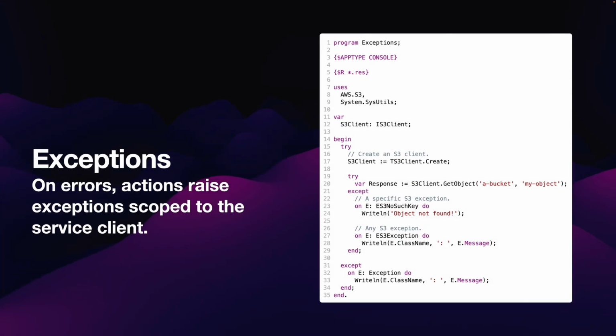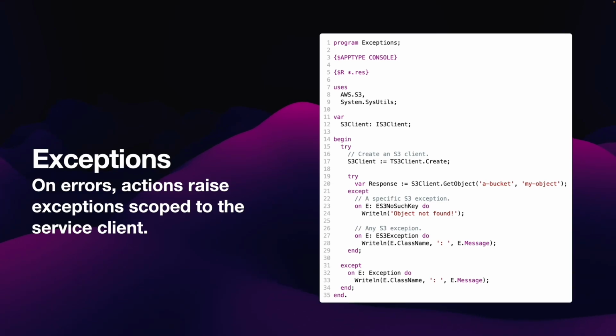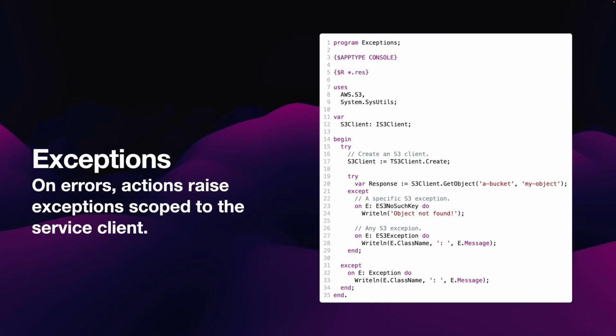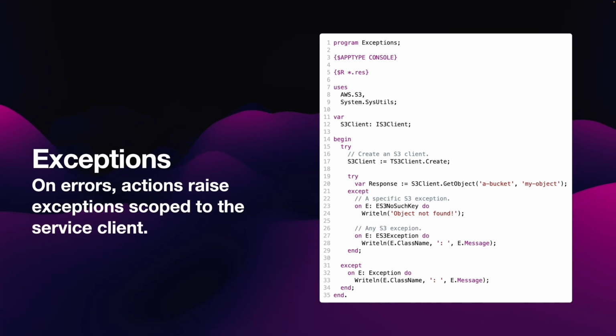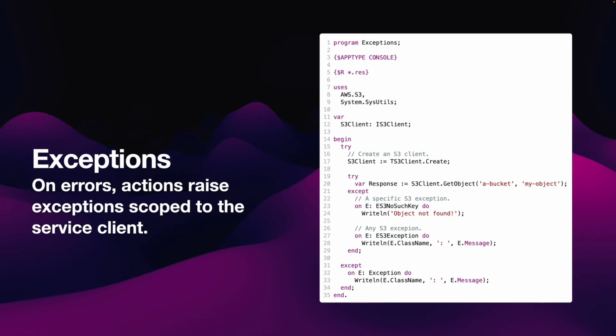So let's have a look in slightly more detail at the exceptions. Any request that you make, you should try and handle those exceptions. At least, like on line 27, we're handling the ES3 exception here. So we're saying any exception that the S3 client specifically raises, we will handle here. But on line 23, we're showing an example of handling an S3 specific exception, ES3 no such key. So that is going to happen when you have asked for an object on S3 that doesn't exist. So here we're just outputting object not found.